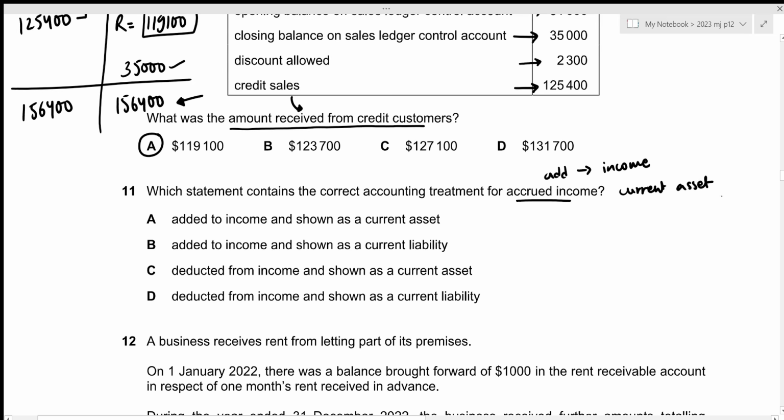We're looking for these two. So added to income, that's correct. Shown as a current asset, that's also correct. So the correct answer is given by option A. Let's move towards the 12th question.